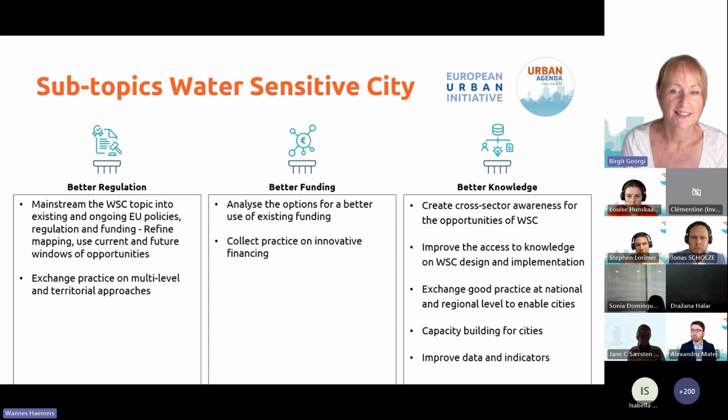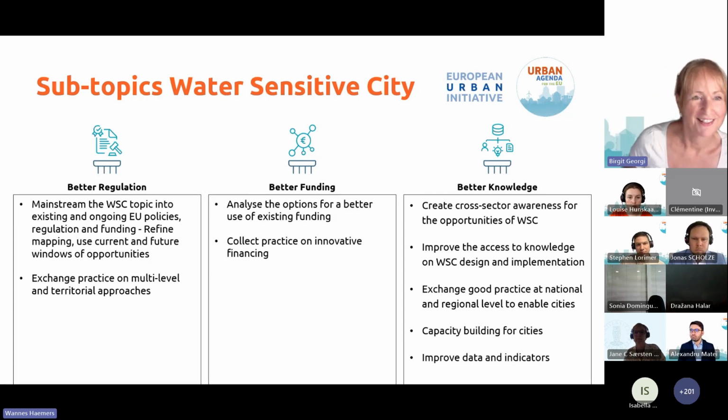Improving the access to knowledge on the solutions, exchange good practice, not just on the solutions, but also how the national and regional level can better enable cities, can create a better framework for them to implement actions. And then, of course, questions like capacity building and improving data and indicators that describe water-sensitive cities and level of achievement. So that's in short on my topic.